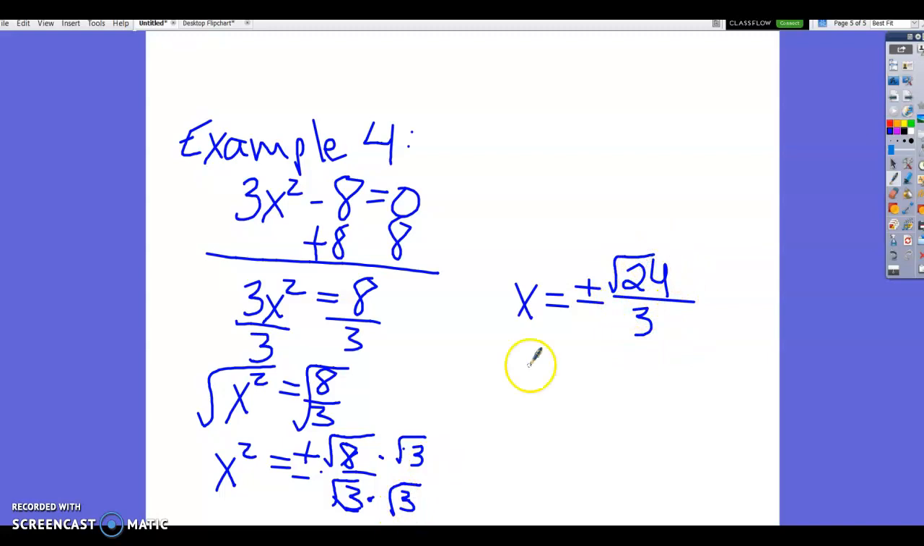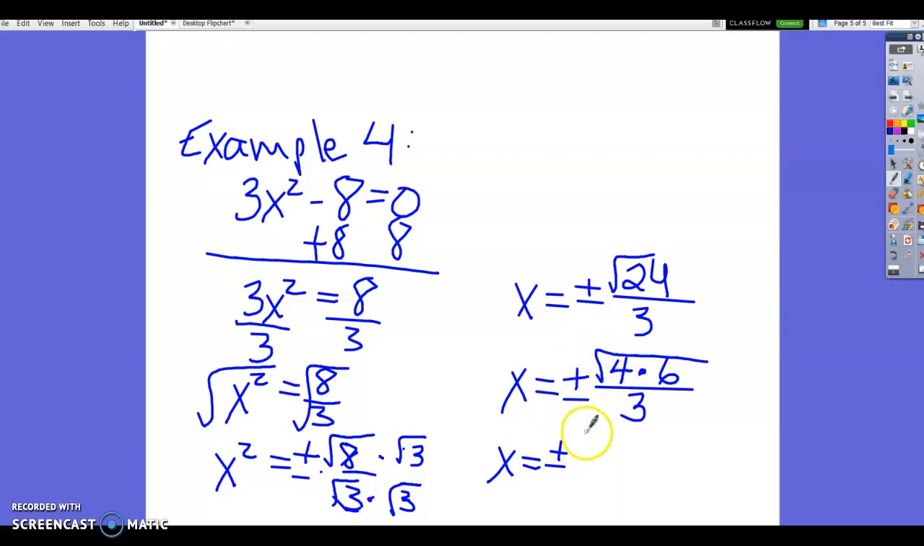Now, 24 is not a perfect square, but it does have a perfect square in it. So 24 has, let's see, 4 times 6. And 4 is a perfect square. So if you think about the square root of 4 by itself, square root of 4 is just 2. Square root of 6 is not a perfect square. And that would be your final answer.